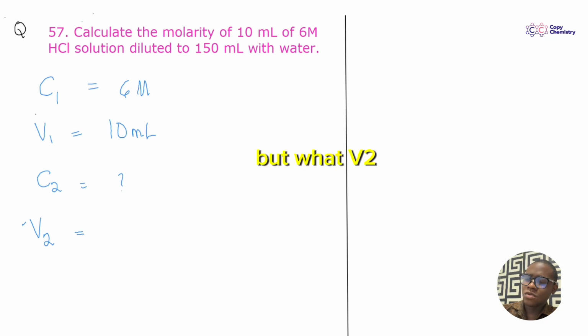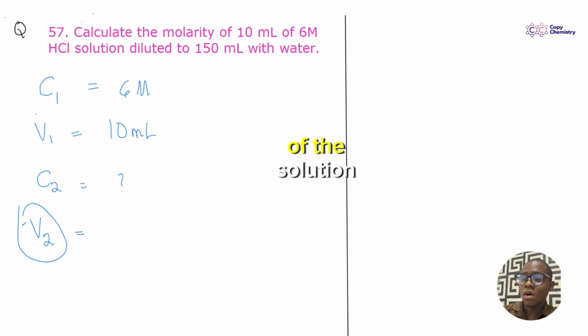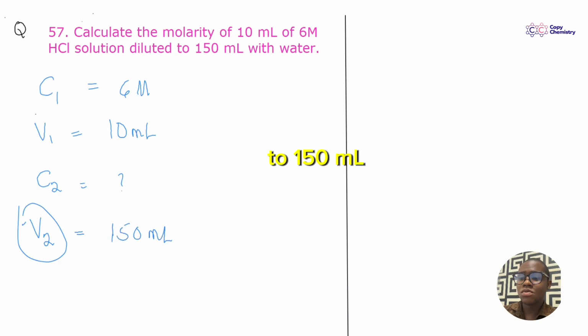Alright, but what V2 stands for here is the final volume of the solution. Okay, it's not the volume of the water added, it's the final volume of the solution. So this is very important, and that's why you're in class today. Alright, so that's the volume of the solution there, 150 ml. They said it was diluted to 150. That's what I'm looking at here.